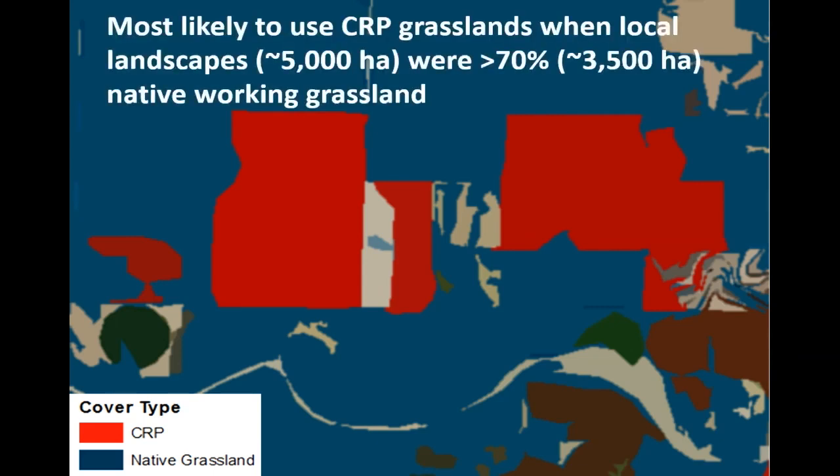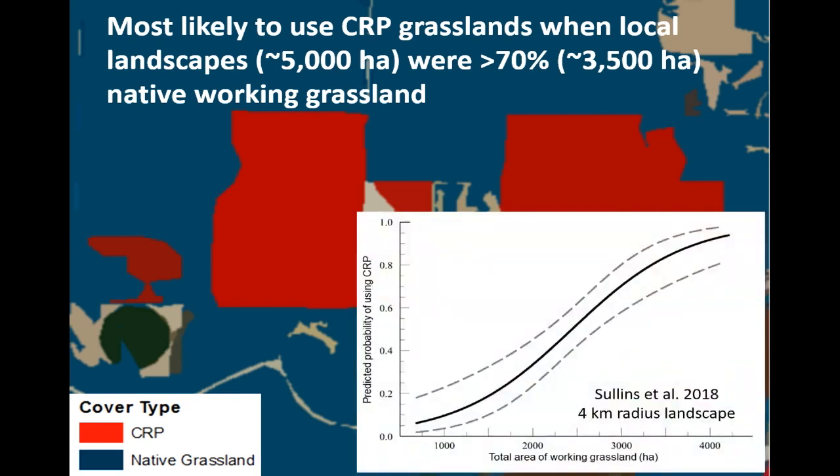What we found was CRP fields were far more likely to be used when the landscape surrounding it was 70% native working grassland. And this is how that graph is shown continuously. We've got our predicted probability of using CRP on the y-axis and the total area of working grassland within a 4-kilometer extent around that CRP field.